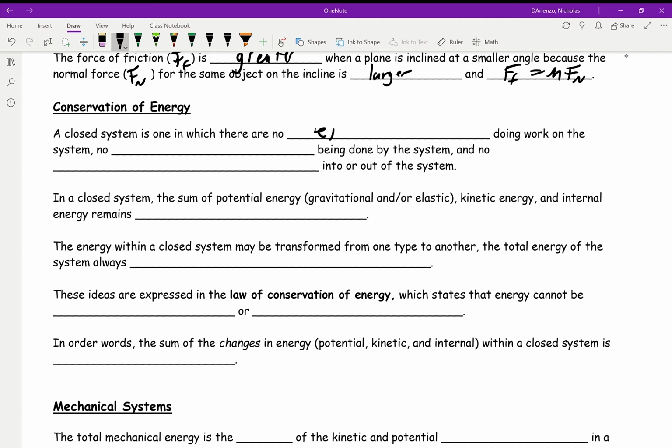So in a closed system, there are no external forces doing work on the system. There's no external work being done by the system, and no transfer of energy into or out of the system.